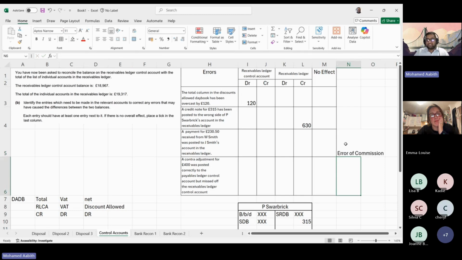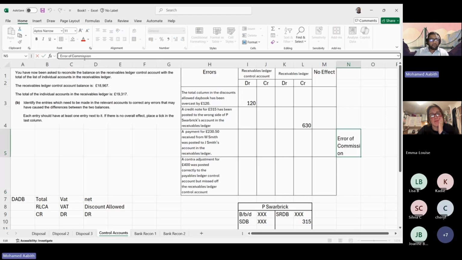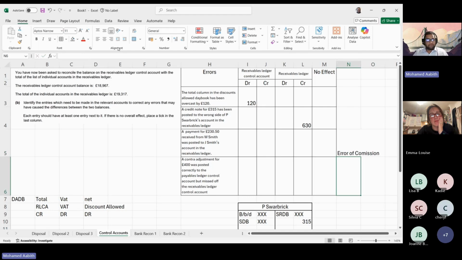It is an error of commission. I put 2M there. Yeah, commission. That's fine. Is it 2M? Yeah, it is 2M. An error of commission will not have any bearing on it. Why? It will not change. You need to remove it from W. Smith's account and put it in J. Smith's account. Therefore, the net effect will be no change whatsoever on the receivable ledger control account or the receivable ledger.